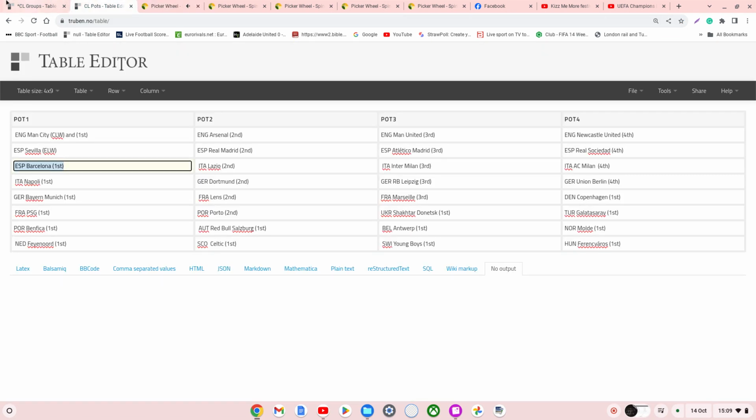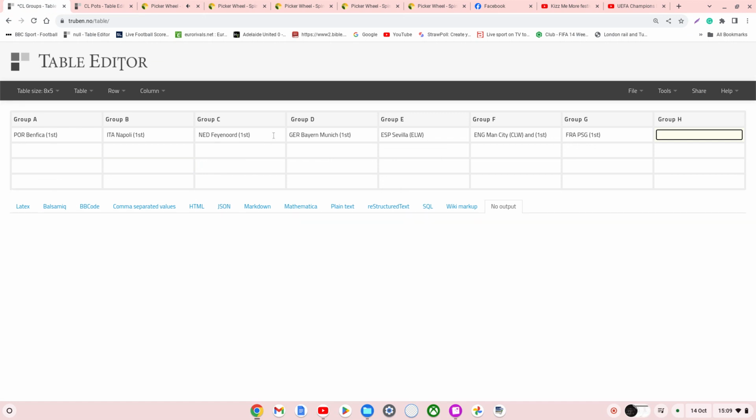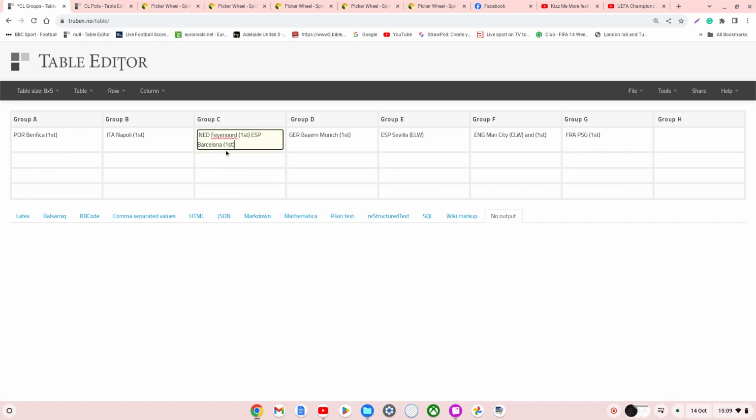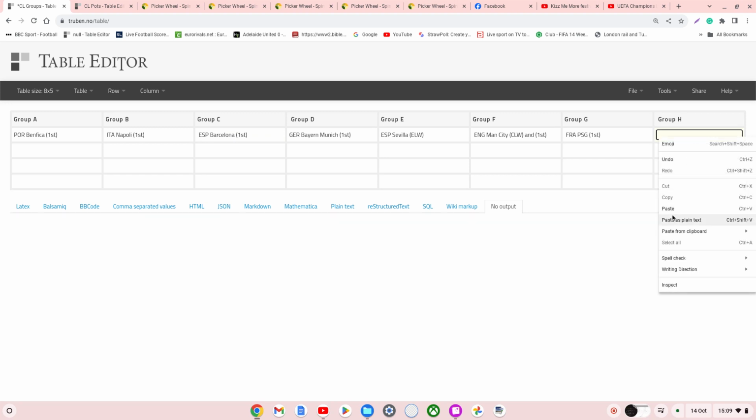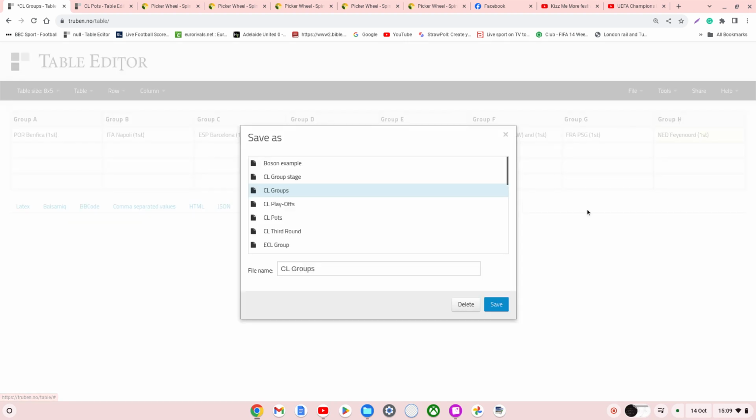So it's Feyenoord instead. Feyenoord will be in Group H, and Barcelona will be in Group C. Feyenoord will have to be in Group H instead of C. So yes, that is the end of part 1.